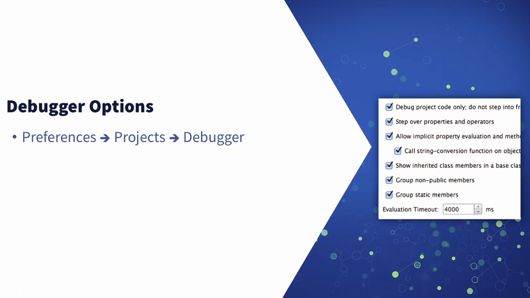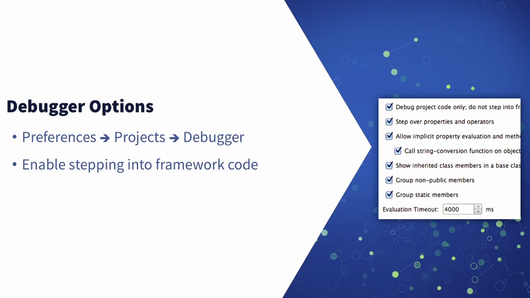So in the debugger preferences, if you wonder why you can't step into the framework code or libraries that you've referenced as libraries and not as projects, go into options, uncheck the option that says debug project code only. That's equivalent to just my code in VS. That will enable you to step into the monotouch class libraries and so on. Sorry, Xamarin.iOS, Xamarin.Android class libraries.